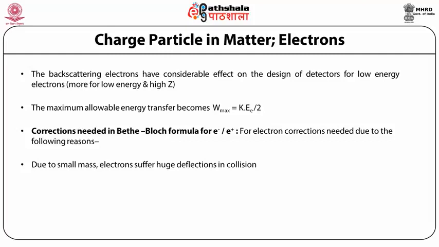because as we have said, when the electrons enter the detector, they see the identical electrons of the detector medium. So it's basically the interaction between two identical masses, electromagnetic interaction between two identical kinds of particles. So due to the small mass, electrons suffer huge deflection in the collision. So in the collision, the incoming electrons basically suffer huge deflection.